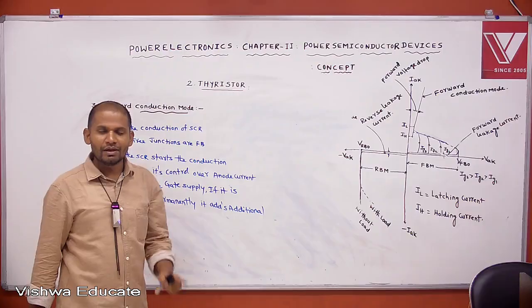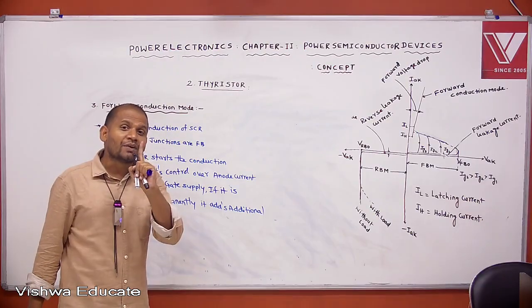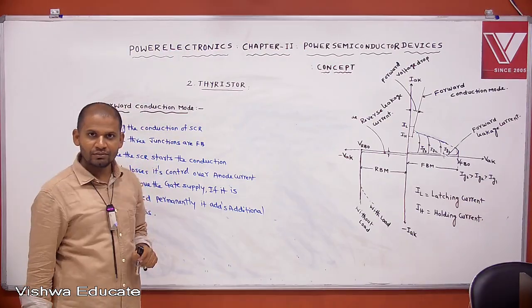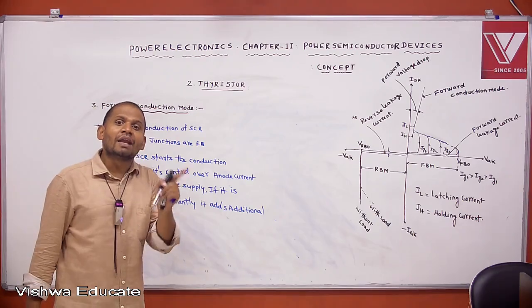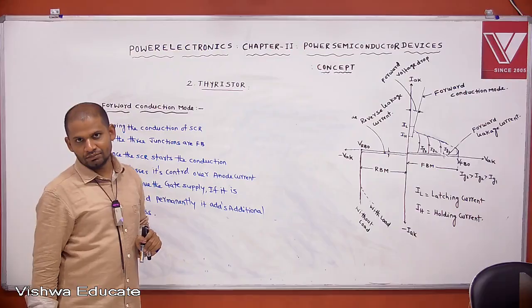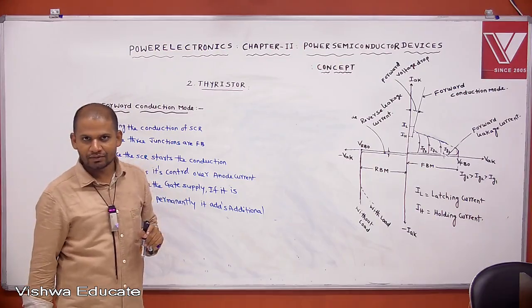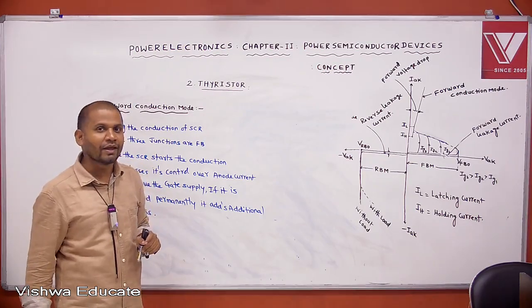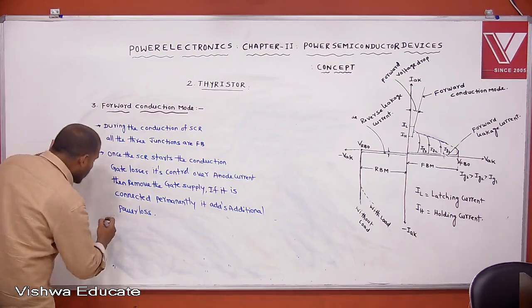That's why the latching current is the reference for turn on of SCR. The latching current is a reference where you can remove the gate supply for reliable turn on of SCR. Understood or not?